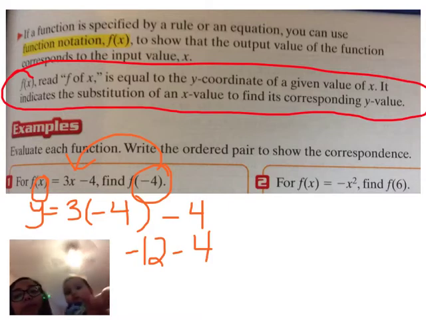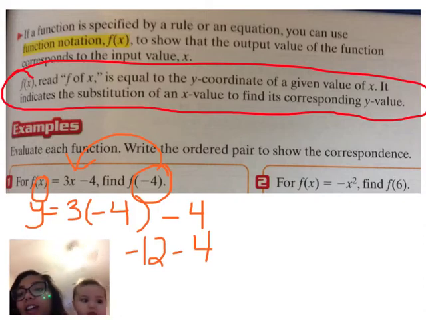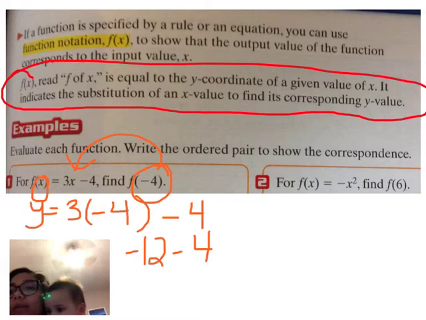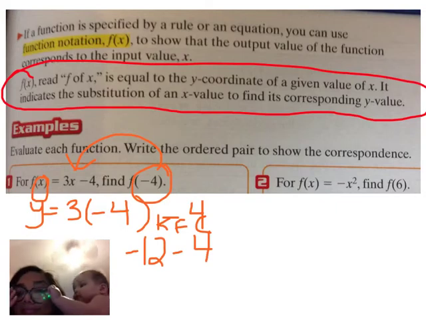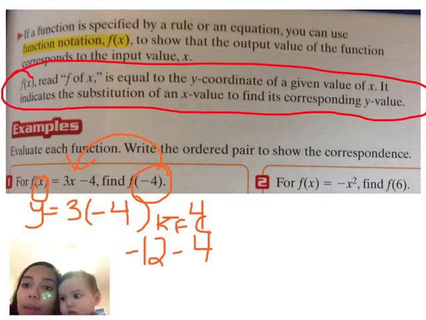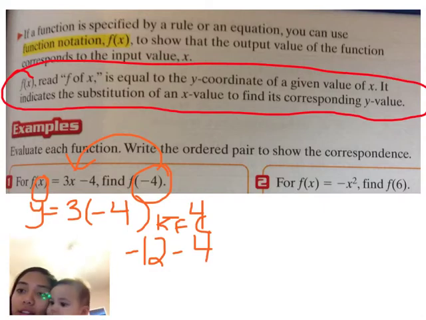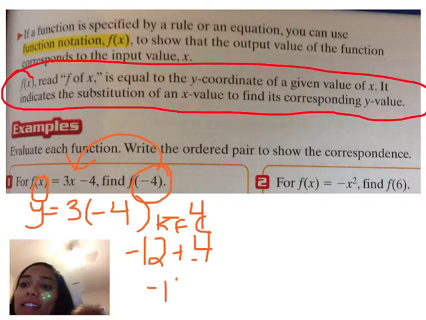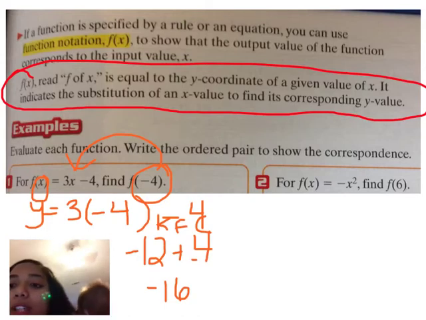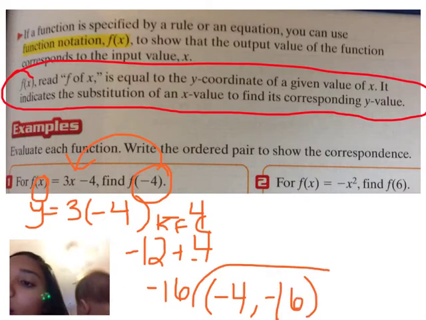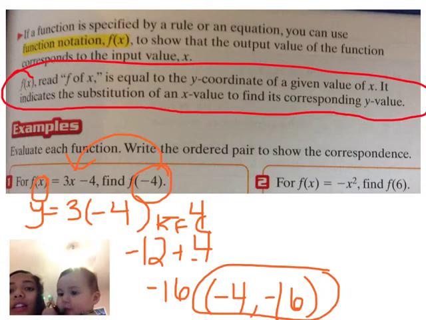Subtracting negatives and positives, same signs add, different signs subtract. Oops, just kidding, that's only if you're adding. What am I thinking? -12 minus 4. I have to do keep flip change for subtraction. So I have -12 plus -4, which is -16. That means when x equals -4, y equals -16. So that is my point.